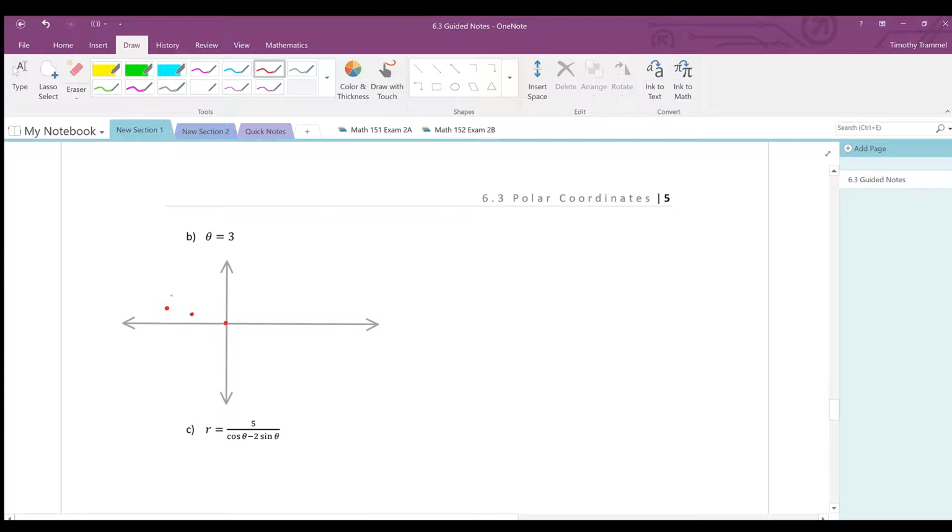Well, what happens if r is negative? You might remember it means we just rotate the point 180 degrees. So for a negative r, we might have a point here, and another one, we might have a point here. And if we were to connect all these, what we'd end up with is a line.